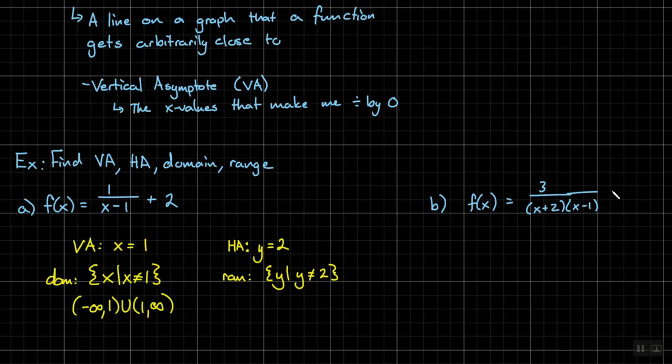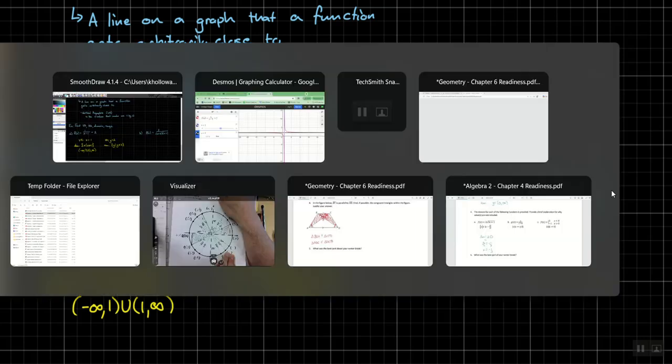1 would make this one 0, right? And then something times 0. So x equals 1 is one of them. Is there another? At negative 2. So if I graph this, I should expect to see 2 vertical asymptotes. One is going to be at 1, and one is going to be at negative 2. Let's see if that's true.